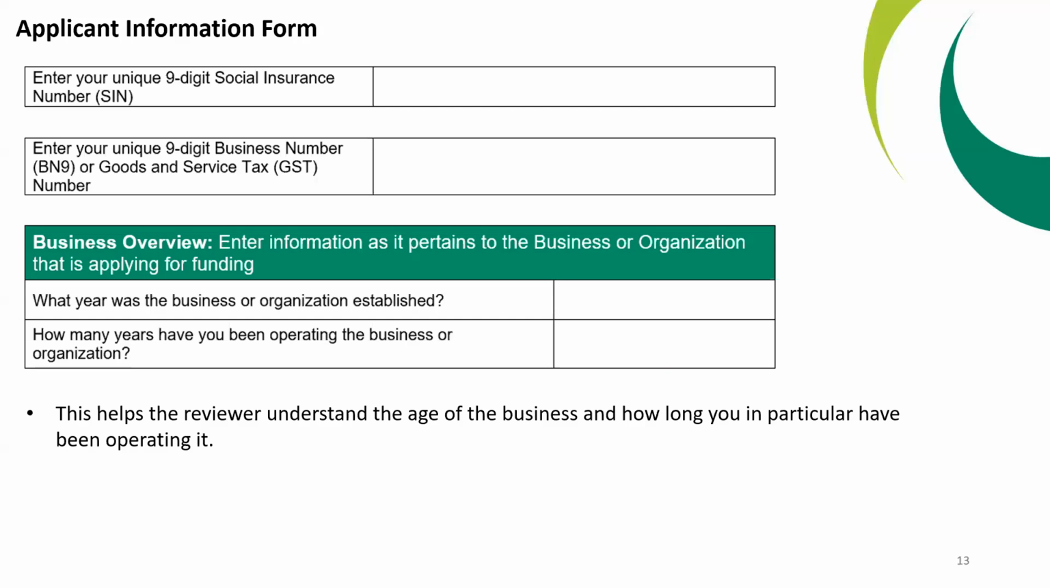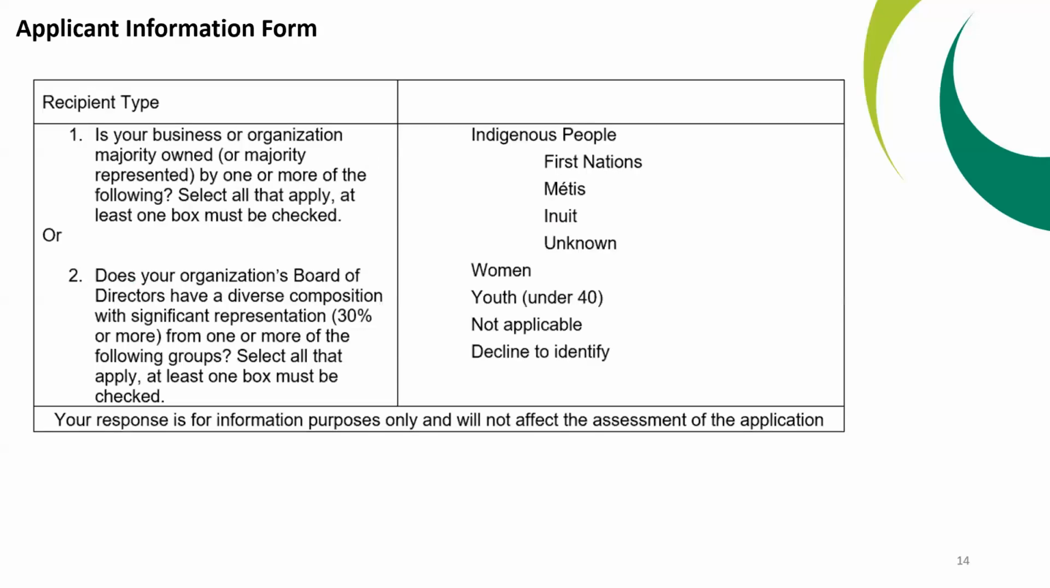And the thing with all the fields, all the numeric fields in the application, just enter the number. You don't need to put years or anything, and just put whole years too. If you've been in operation for 9 months, then put 0 for the years. Okay.